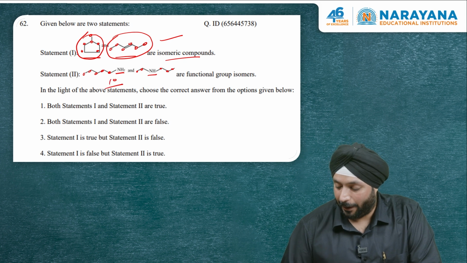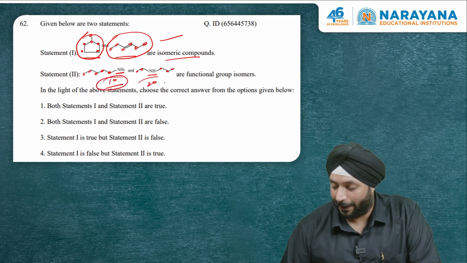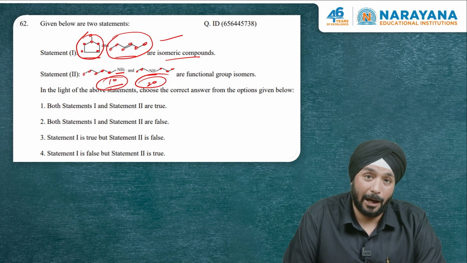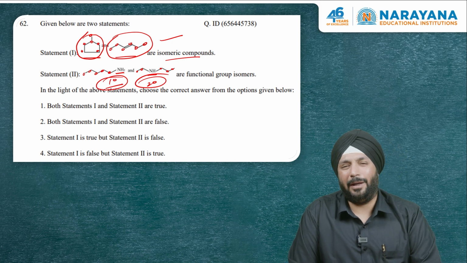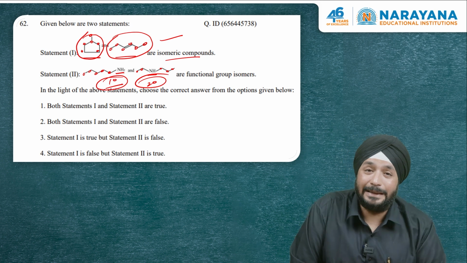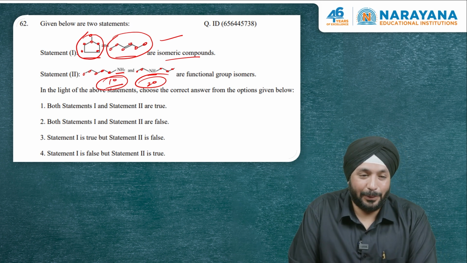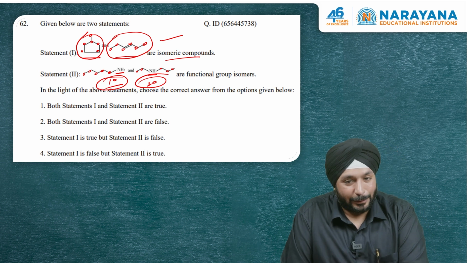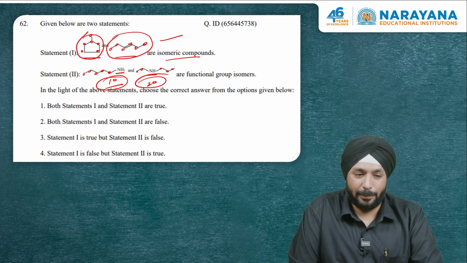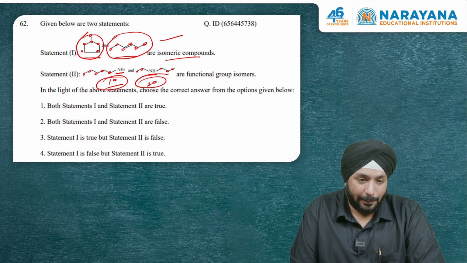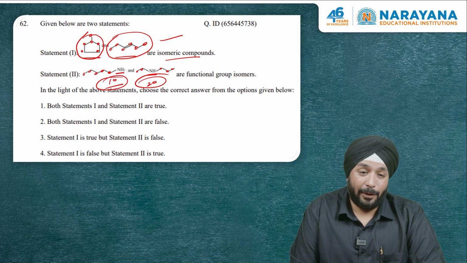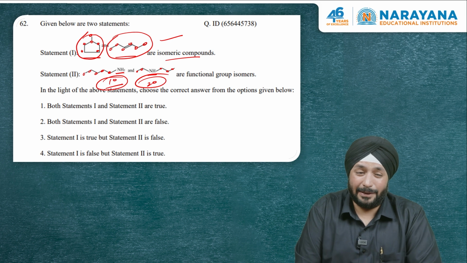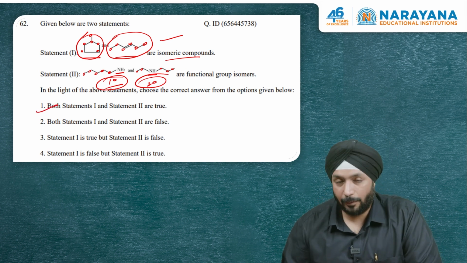This is a primary amine and this is a secondary amine, and primary amine and secondary amine are structural isomers, specifically functional isomers, right? So primary amine, secondary amine and tertiary amine are considered as different functional groups. So we'll read the statement now. In the light of the above statements, choose the correct answer from the given options below. Both statement 1 and statement 2 are true. Statement 1 says isomeric compound, statement 2 says functional group isomers. Both statements are correct, so the answer should be 1.